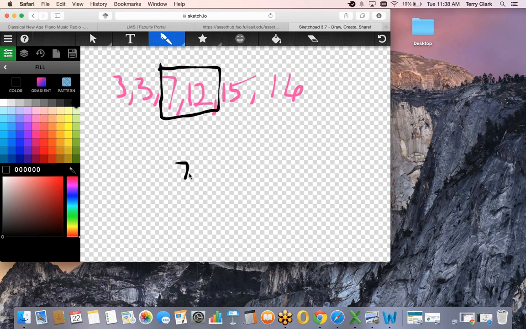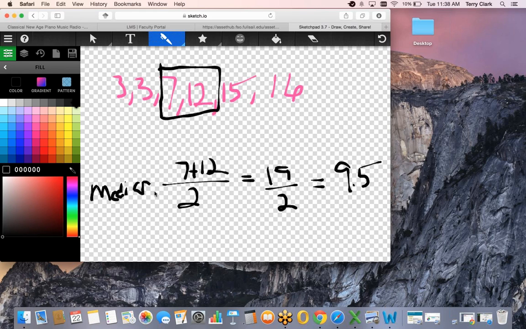So what we've got to do is add the two together, 7 plus 12, and then divide it, find the average. So that's going to give us 19 divided by 2, which will equal 9.5. Okay, so that's the median. And the median is just like what it says, the median of a street is right in the middle.